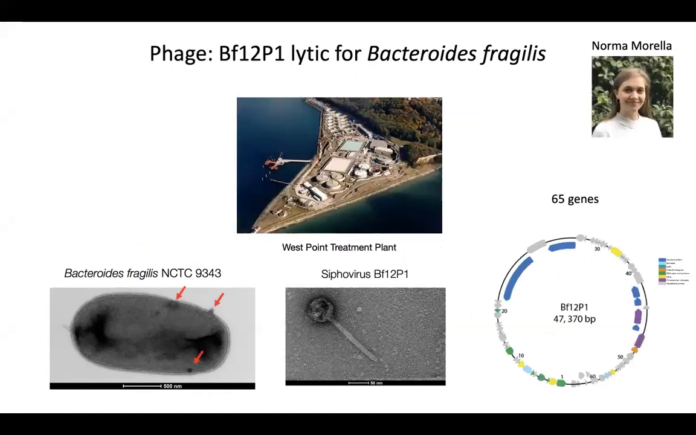And basically Norma went to a wastewater treatment plant in Seattle and literally fished for phages in there that can be specific for different gut microbiota members. And so one of the phages that she found was the cyphovirus BF12P1, that's shown right here. That's Norma's picture. That showed remarkable host specificity for Bacteroides fragilis, even as opposed to a different strain of Bacteroides fragilis, right? So this particular strain. And then she sequenced the phage, and now we have the phage genome, which contains 65 genes with some annotations available.